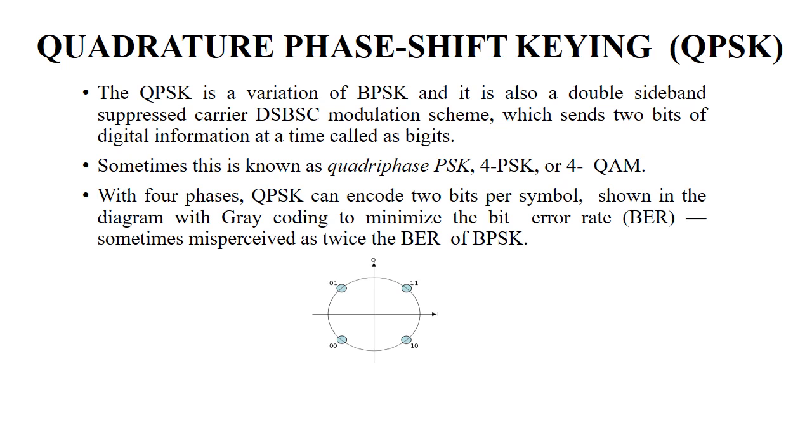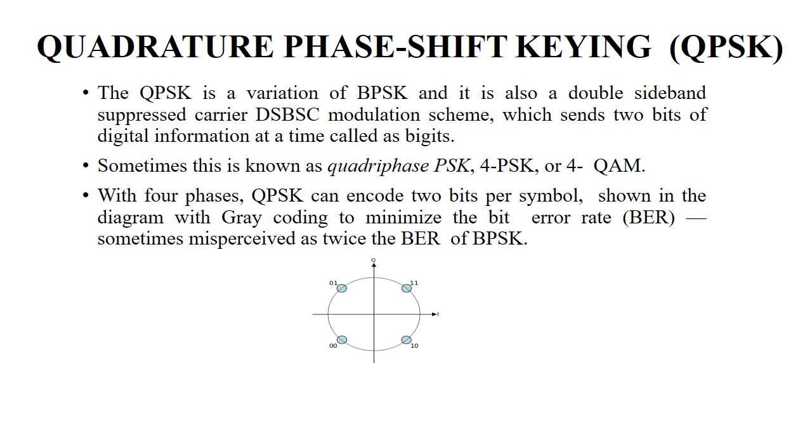One is transmission power and another one is channel bandwidth. The channel bandwidth will depend upon the bit rate or signaling rate fb. So in digital band pass transmission, a carrier is used for transmission. QPSK is a variation of BPSK and it is also a double sideband suppressed carrier modulation scheme.